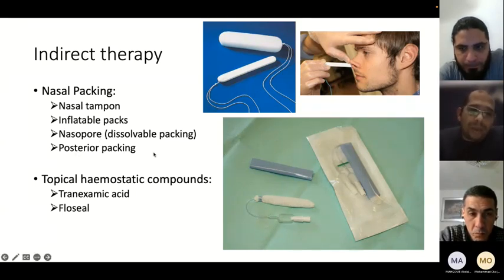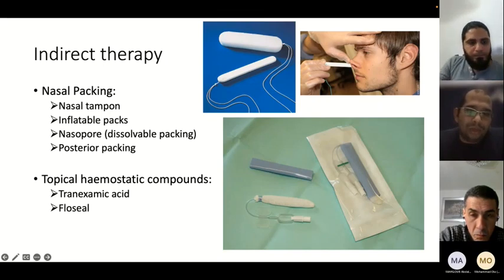There are other types of nasal packing using the urine catheter, but it is very old. I think it is not used today. It is completely replaced with the rapid rhino anterior balloons.